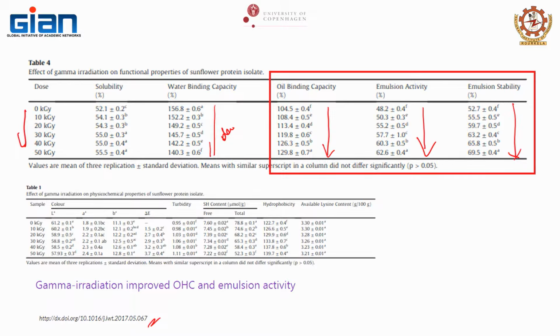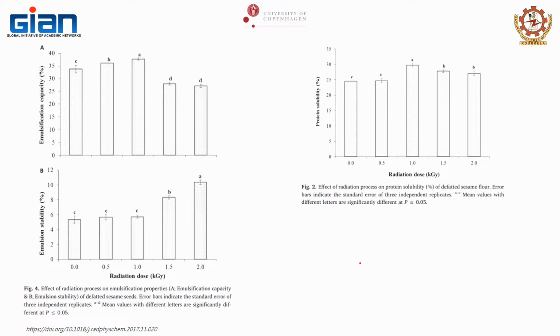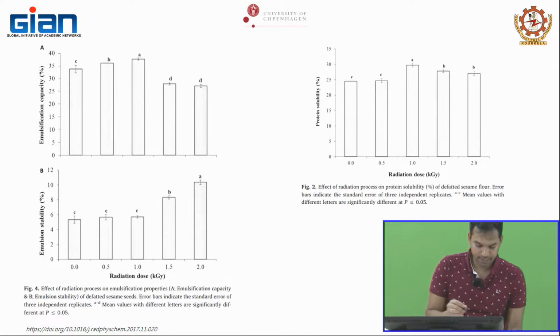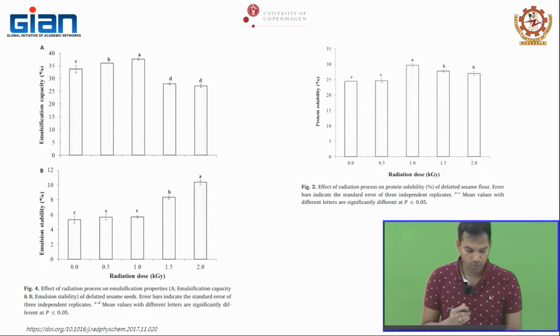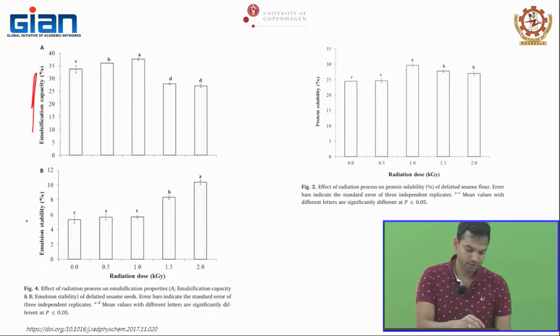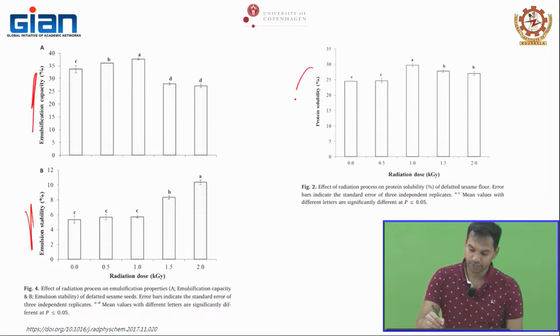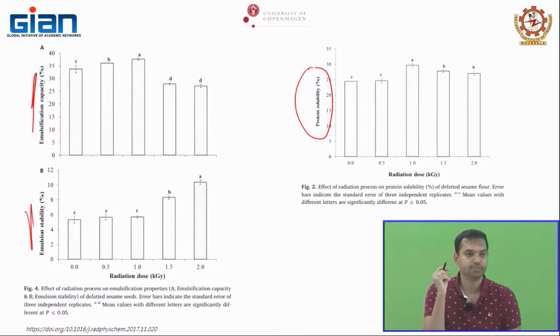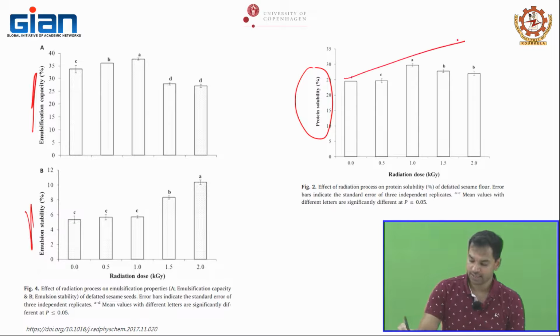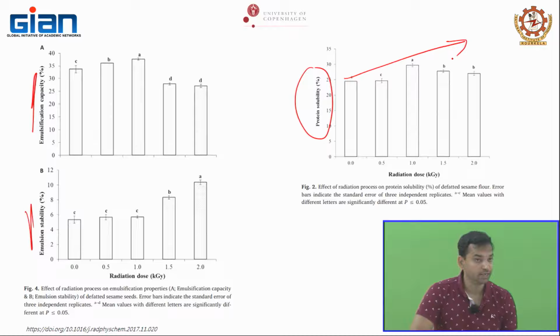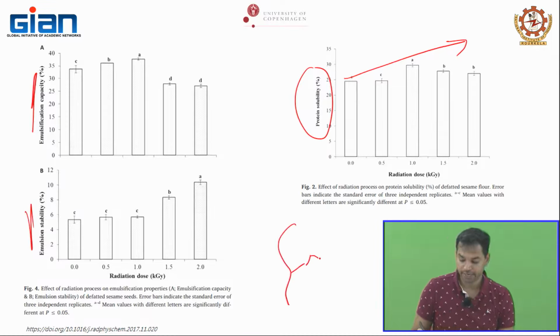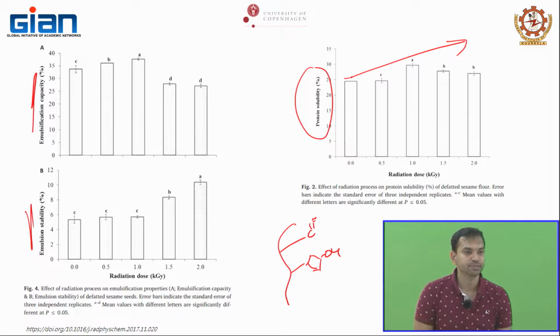This is something similar, same data but from another paper. And here they show how emulsification capacity, emulsion stability and protein solubilities are changing with respect to gamma treatment. In this case, increasing the radiation dosage increases the solubility of the protein, again probably because you are getting more and more hydroxyl groups, or you are making more and more carbonyl groups because of the protein oxidation, and they will change the solubility of the protein, and that you will see here, right.